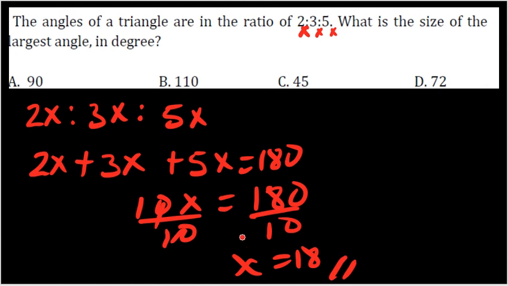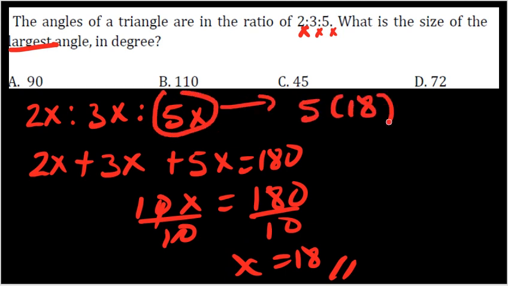Okay, we have x, it doesn't mean we need to stop here. The question is asking us what is the largest angle. The largest angle obviously is 5x here. So the largest will be 5 times 18. When you make it, it's going to be 90. So the largest one is right angle, correct.